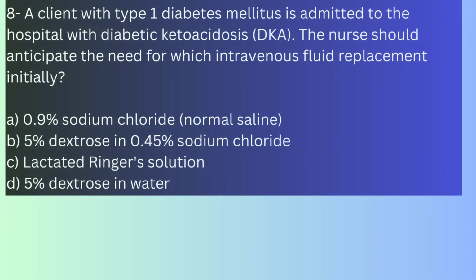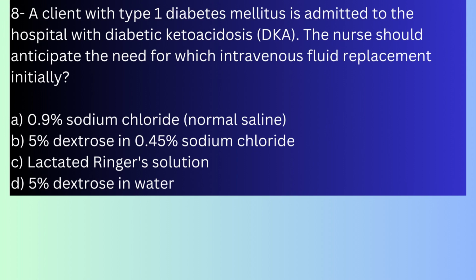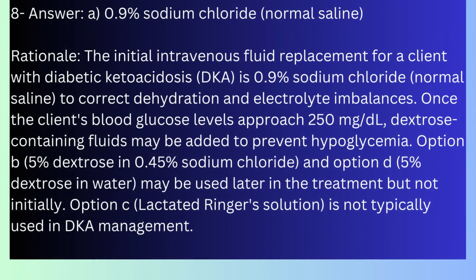Question 8. A client with type 1 diabetes mellitus is admitted to the hospital with diabetic ketoacidosis, DKA. The nurse should anticipate the need for which intravenous fluid replacement initially. A. 0.9% sodium chloride, normal saline. B. 5% dextrose in 0.45% sodium chloride. C. Lactated Ringer's solution. D. 5% dextrose in water. Answer: A. 0.9% sodium chloride, normal saline.